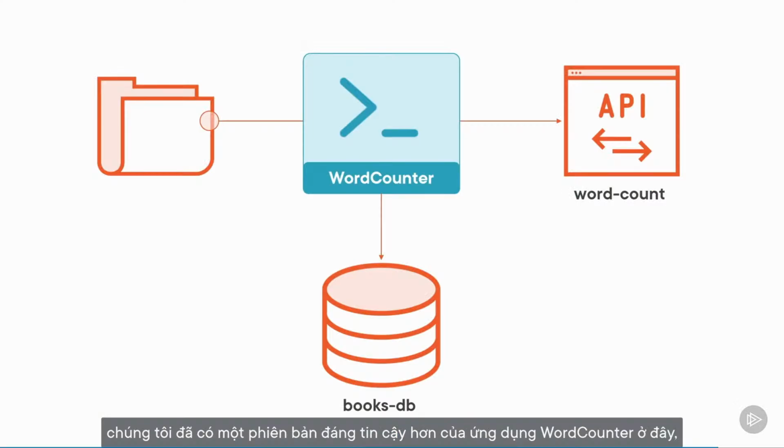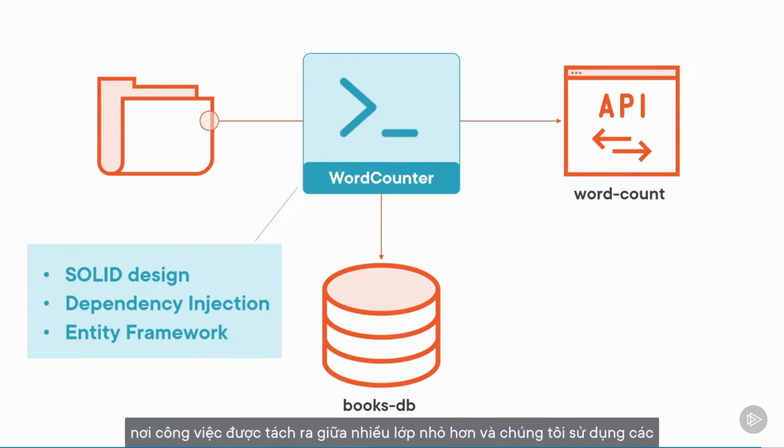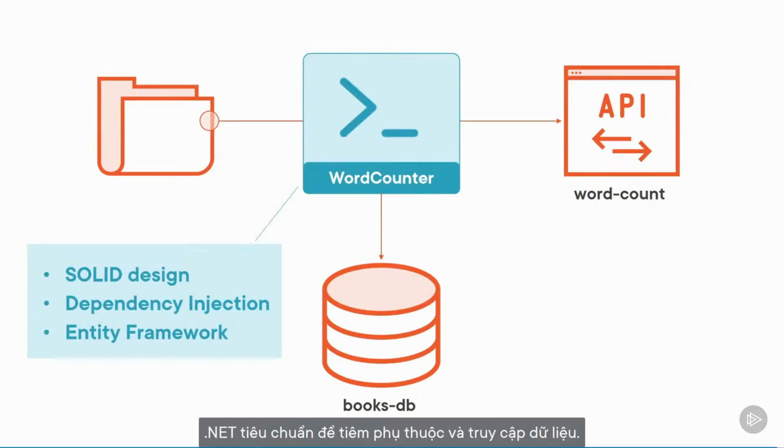So we've got a more reliable version of the word counter app here, but the design is still pretty bad, and I have promised you a look at managing disposable objects within a more modern architecture. And we'll do that in the next demo. We'll look at a better, more solid version of the app where the work is split out between lots of smaller classes, and we use standard .NET libraries for dependency injection and data access.